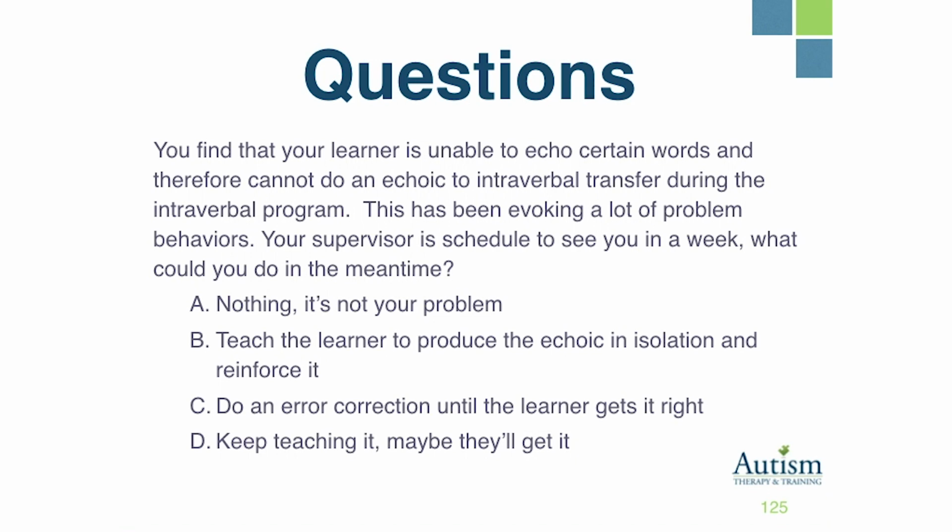You find that your learner is unable to echo certain words and therefore cannot do an echoic to intraverbal transfer during the intraverbal program. This has been evoking a lot of problem behaviors. Your supervisor is scheduled to see you in a week. What could you do in the meantime? A, nothing, it's not your problem. B, teach the learner to produce the echoic in isolation and reinforce it. C, do an error correction until the learner gets it right. D, keep teaching it, maybe they'll get it.